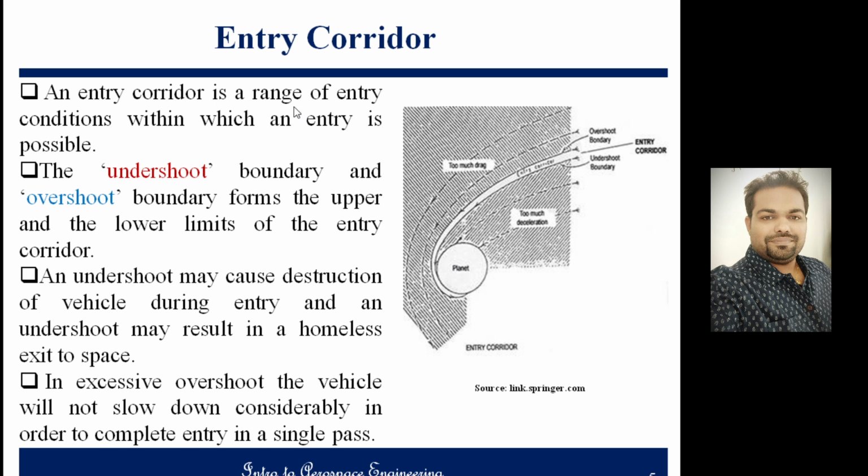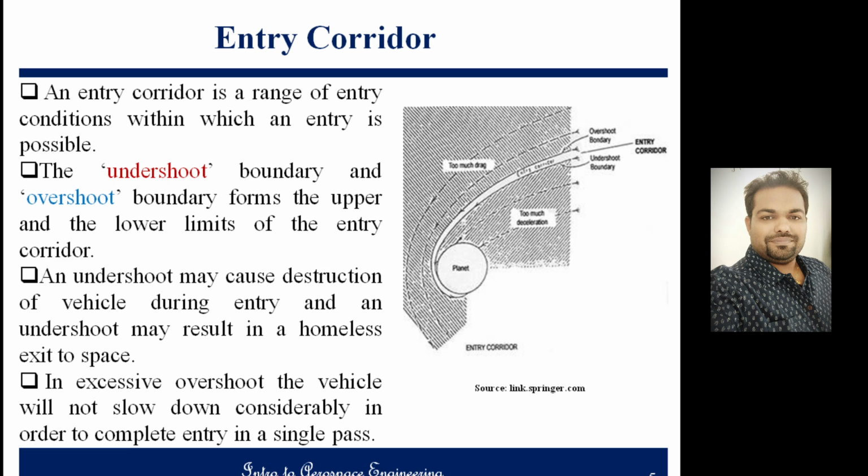So an entry corridor is a range of entry conditions within which an entry is possible. The undershoot boundary and overshoot boundary form the upper and lower limits of the entry corridor, as clearly mentioned here. So this is the big problem, basically. You have to go through only this very narrow zone. Terrestrial flights are tolerant of guidance error accompanied by landing approach. There may be some guidance error.